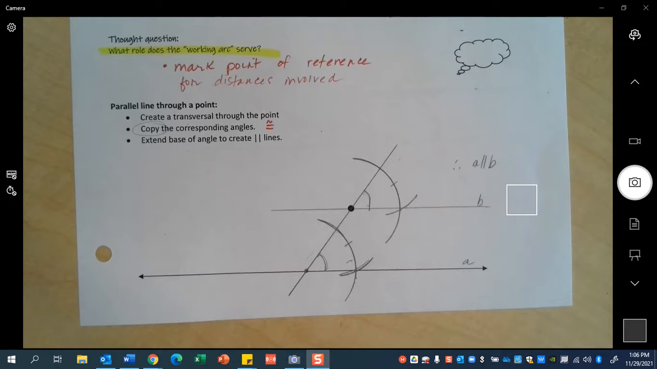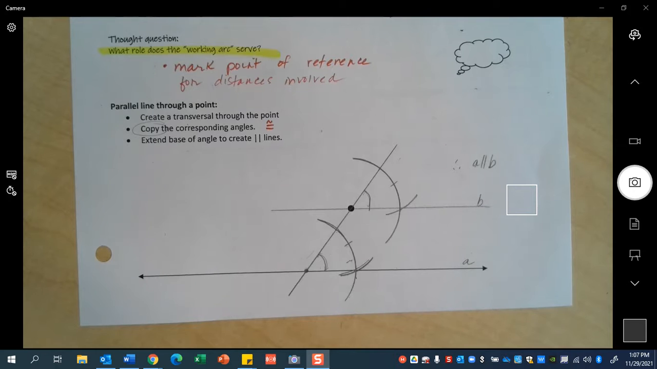So the copying of an angle is a construction that I already know how to do, but now I have a reason to do it. I copy that angle because it's going to give me two parallel lines. Sound okay?